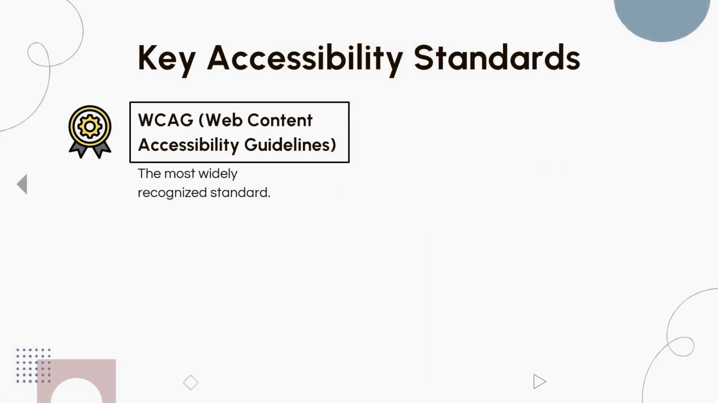There are several key regulations and standards, including WCAG, Web Content Accessibility Guidelines, which is the most widely recognized international standard for web accessibility. Developed by the World Wide Web Consortium, W3C, WCAG provides a comprehensive set of guidelines designed to make web content more accessible to individuals with disabilities.